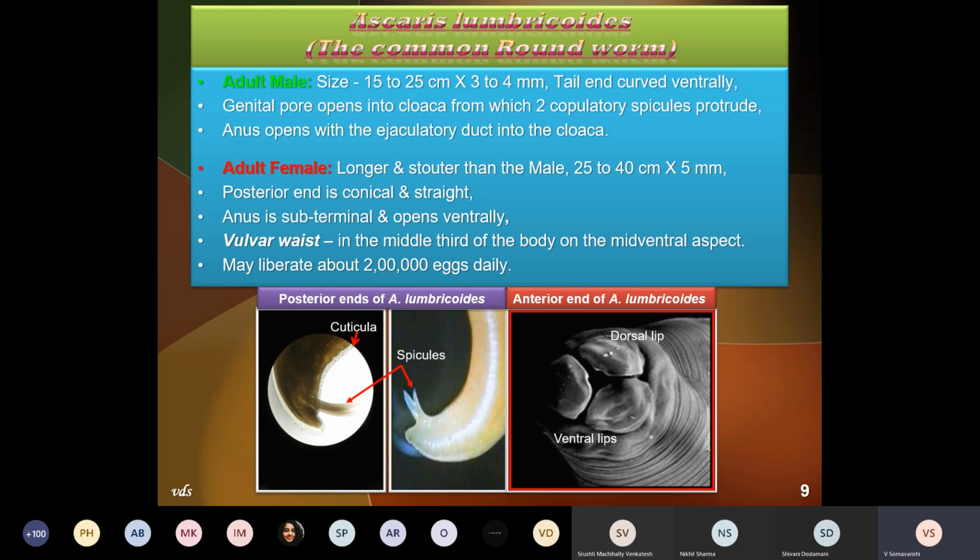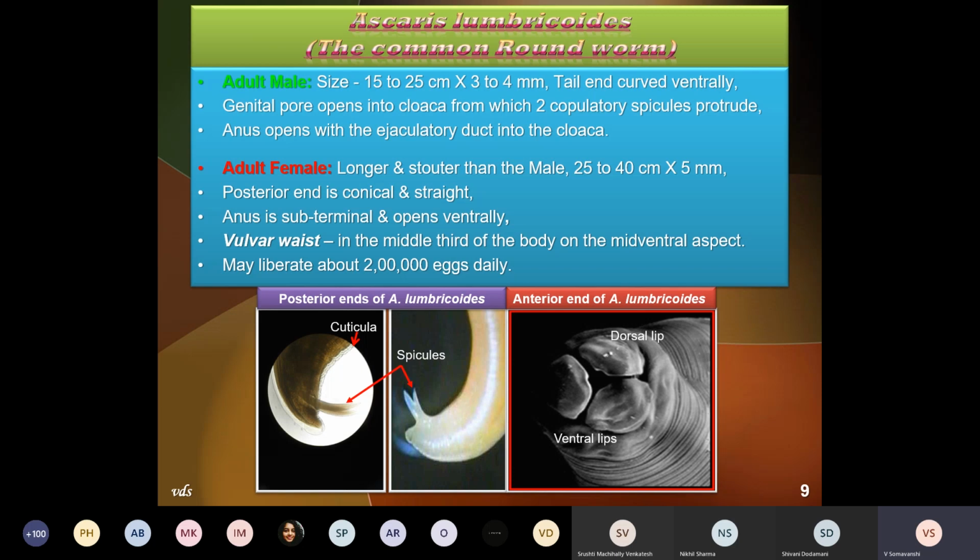You can just assume one single female worm that can liberate 2 lakh eggs in the small intestine. Okay. Now this female, which liberates such a large amount of eggs, is a very important characteristic feature of Ascaris. The second important characteristic feature of Ascaris female is that some of the females are parthenogenetic.